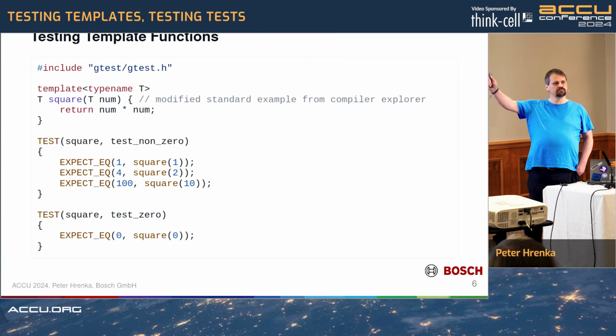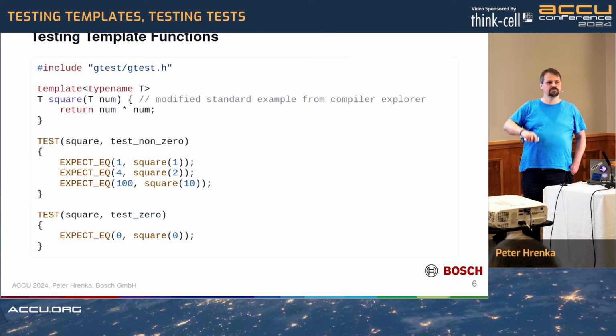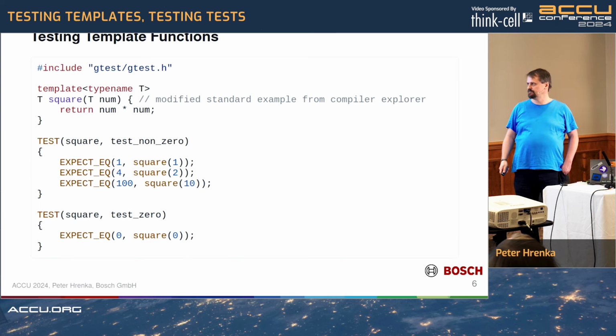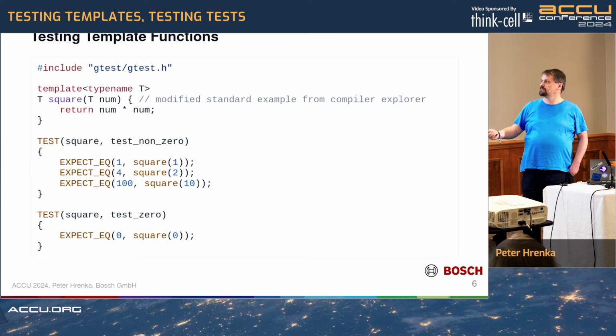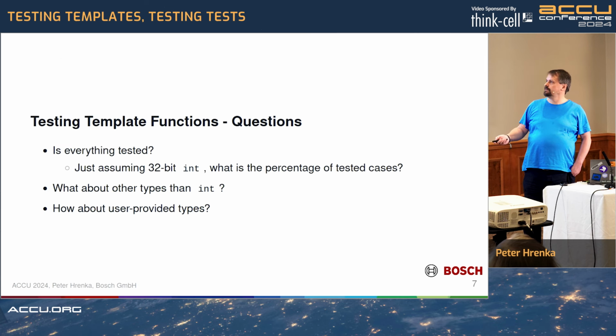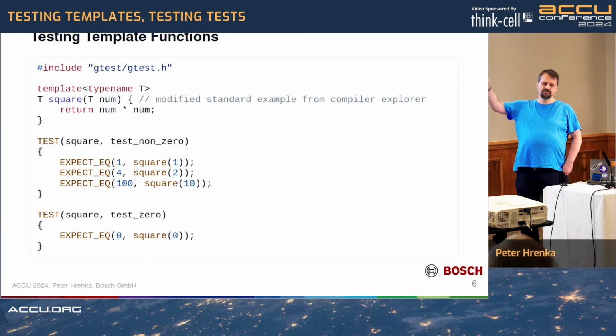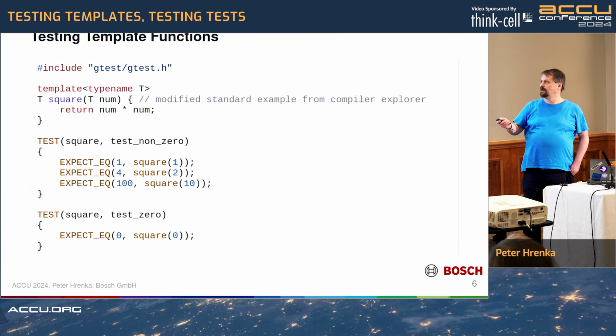Then you say, okay, we test some non-zero inputs. If we square 1, we get 1. If we square 2, we get 4. If we square 10, we get 100. And we put this in a different section. Test 0 is something with 0. Great. So if you use Google Test, you basically compile it. It will run through. It would say, yeah, it's great. Your expectations are good. You're good to go.